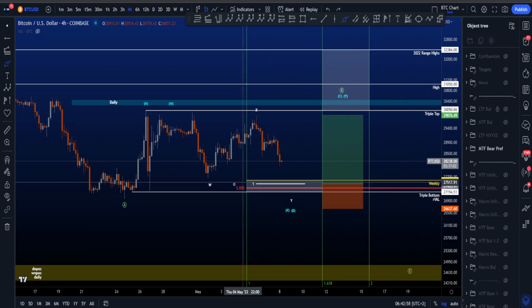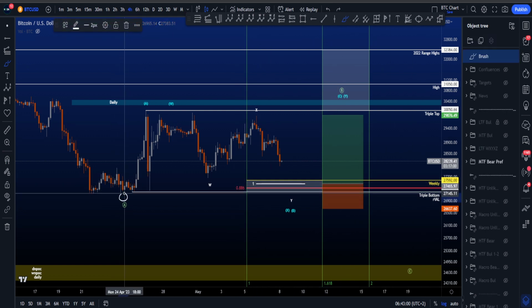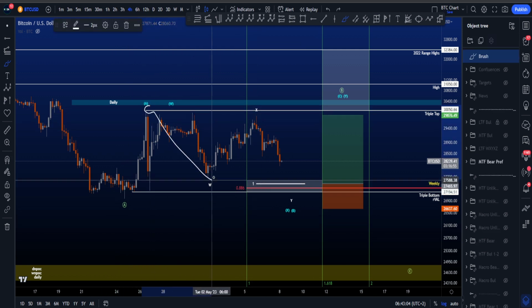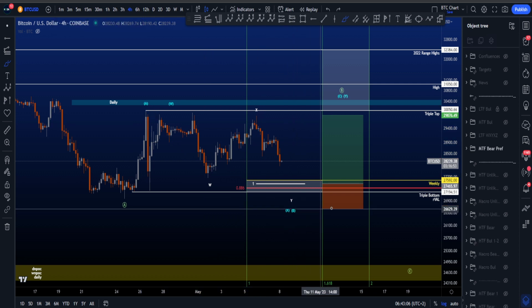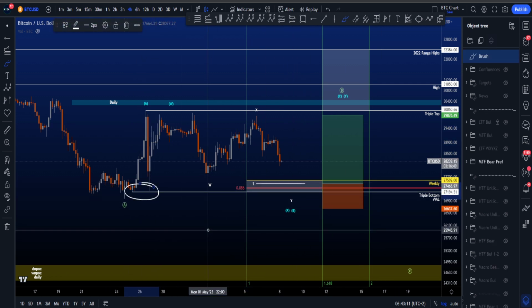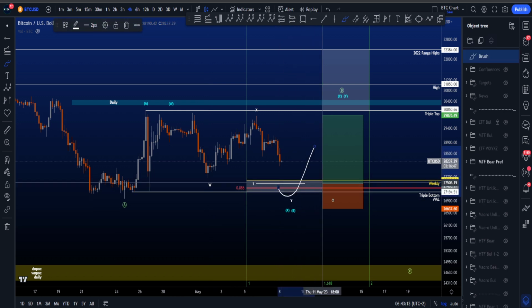We also have the 886 in this same white box area taken from the low of A to the high over here. We have the 1-to-1 taken from the high to the low of W to the high of wave X. And we also have a triple bottom with the lows that are made over there for maybe a bit of a liquidity grab and then upside to come.